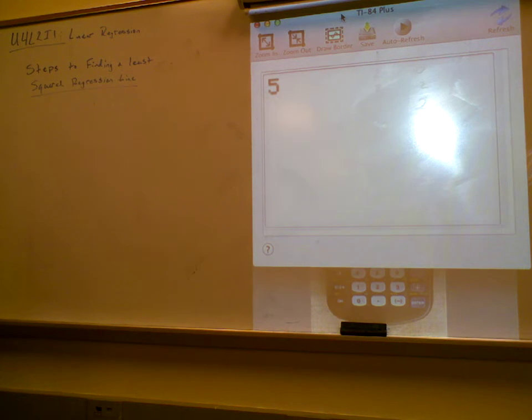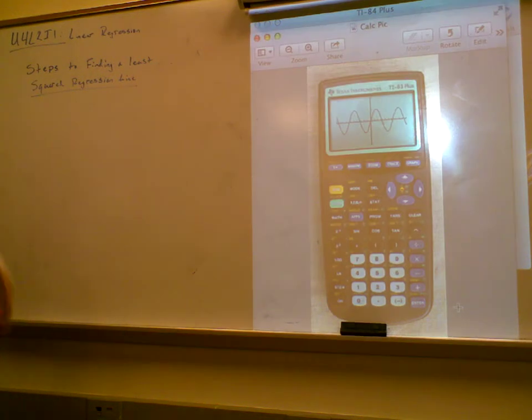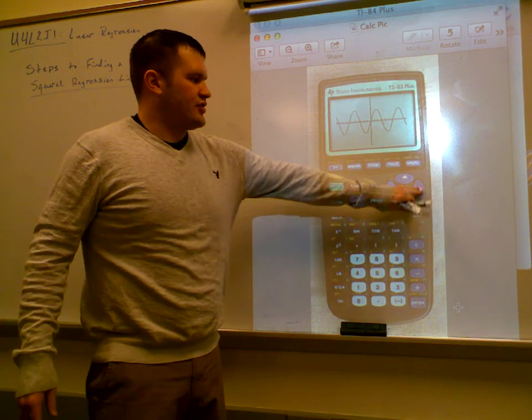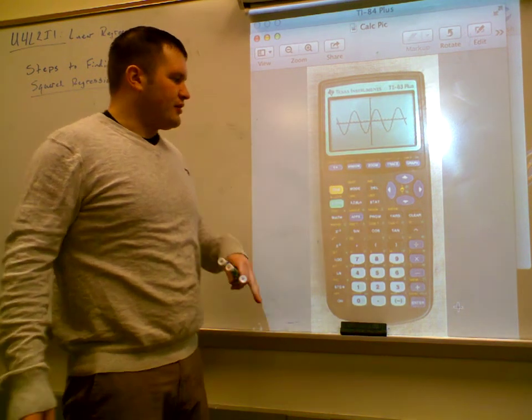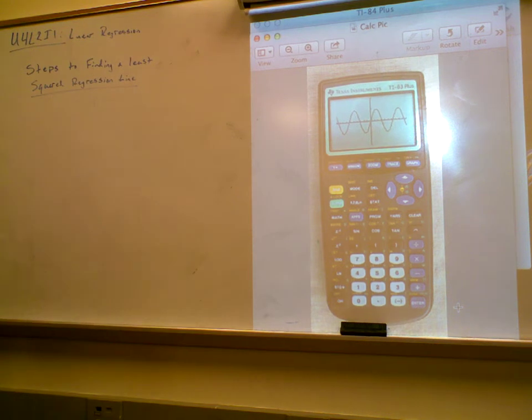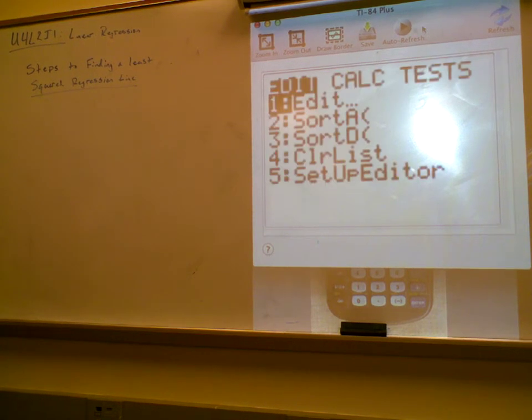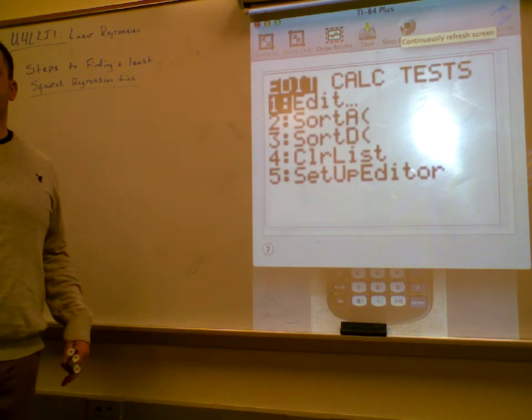Stat is right here. Here's the little D-pad. Stats is right there, right below delete. So you hit stat, and now I get this page. I want to pick edit.